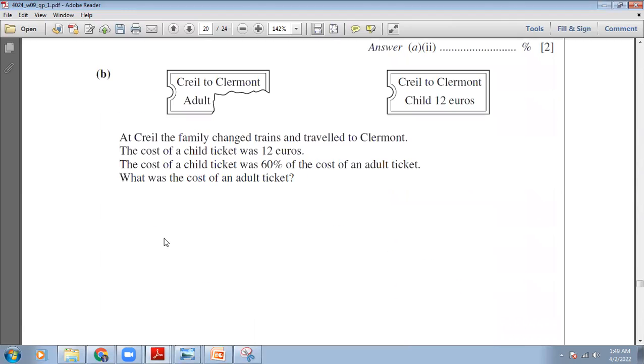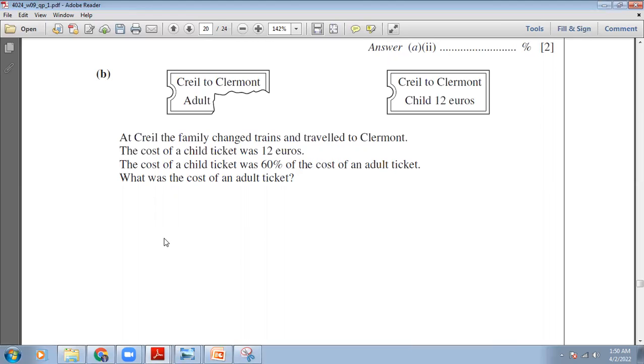That is the question we have done. Now, Krill or Thrill to Claremont: adult ticket, we don't know; child ticket is 12 euros. At Thrill or the Krill, the family trains and travels to Claremont. The cost of a child ticket was 12 euros. The cost of a child ticket was 60% of the cost of an adult ticket. What was the cost of an adult ticket?